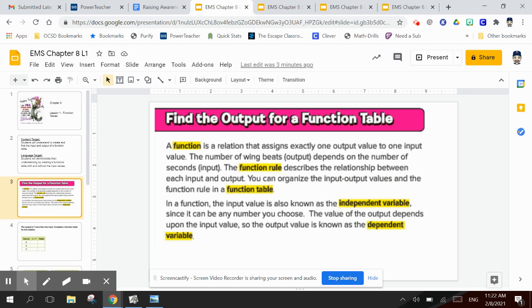In a function, the input value is also known as the independent variable, or our x-axis, or x variable, since it can be any number you choose. The value of the output depends upon the input value, so the output value is known as the dependent variable, and that is our y value. That's what we're trying to find.